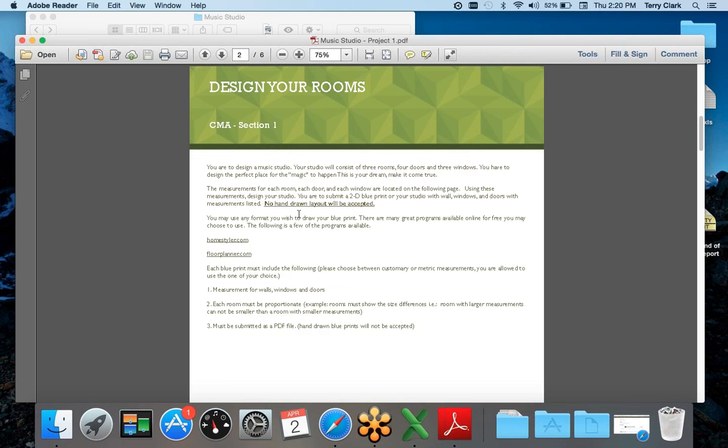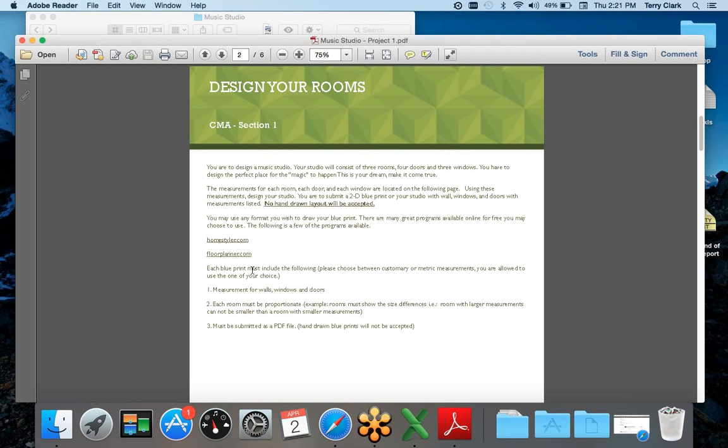Okay, so here we go. Designing your room. That's section 1. So it's going to tell us what we need to do in section 1. Now notice it says no hand-drawn layouts will be accepted. It needs to be in 2D. We're providing you with 2 websites that you can go to in order to construct your 2D blueprint. So you don't really have to ask a bunch of questions about what constitutes 2D. If you go to this website and start constructing your layout, it's going to be automatically in 2D if you're using the floor planner or the homestyler.com.